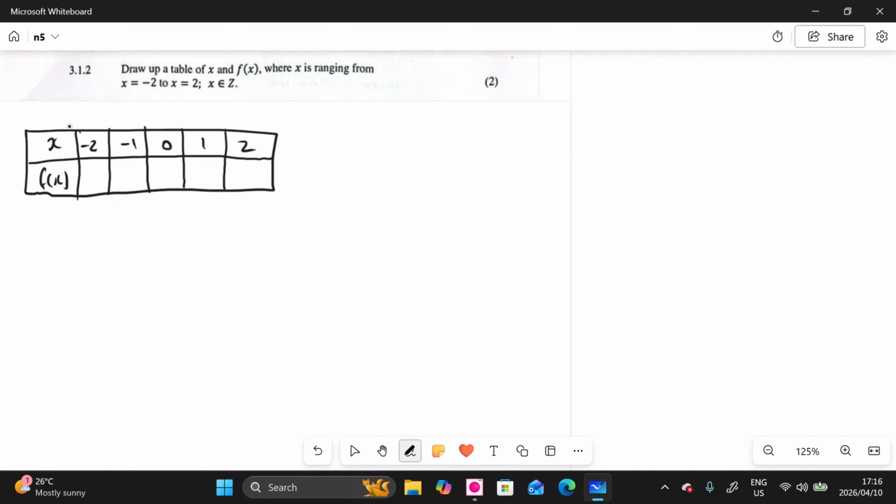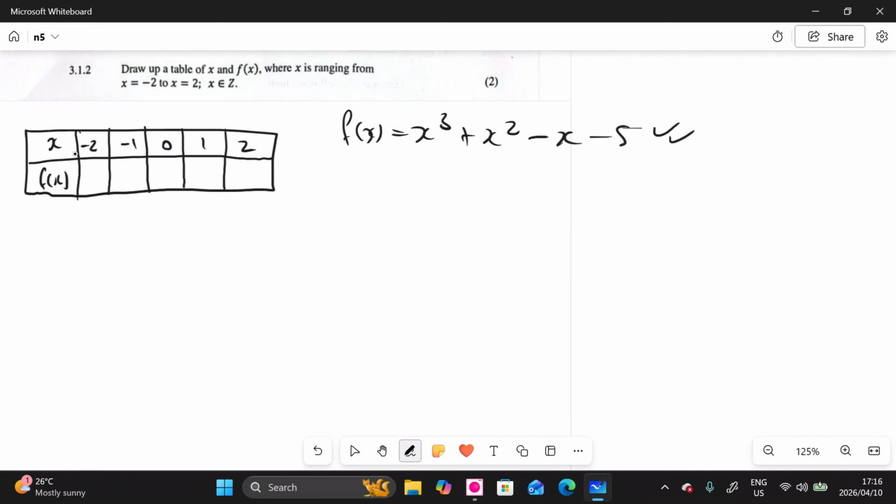Now, what we need to do here, we need to substitute these values on our f of x. If you still remember from the first question, our f of x is actually x cubed plus x squared minus x minus 5. This is actually our f of x. So what we have to do here, we have to substitute these values of x on our original equation.